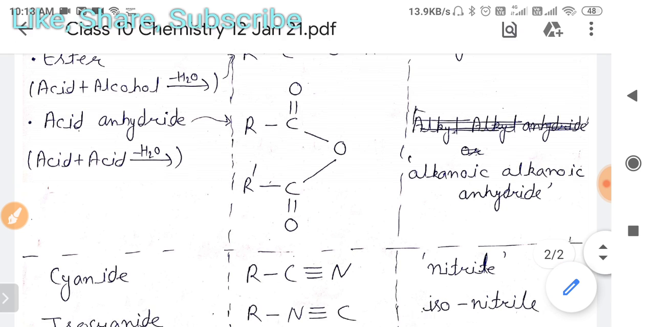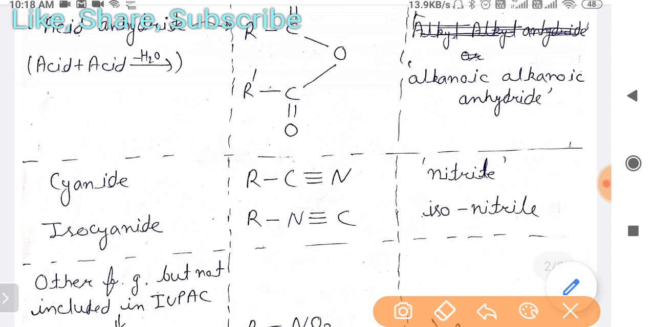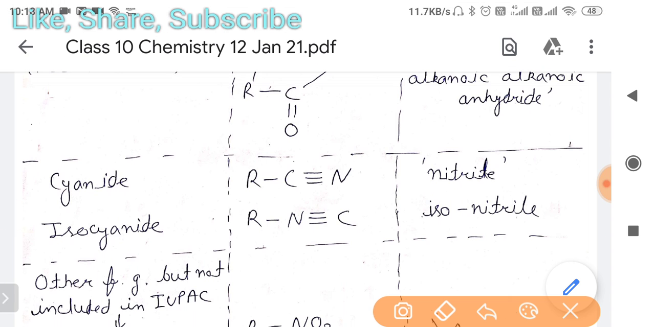Then the next is cyanide. Cyanide is represented by R-C triple bond N. It is known as the nitrile. When you see the structure of cyanide, you have to understand that one difference is here. Till now we read about the same thing, but its secondary suffix is something different. It is represented by nitrile. Nitrogen is present here, so it is known as nitrile.